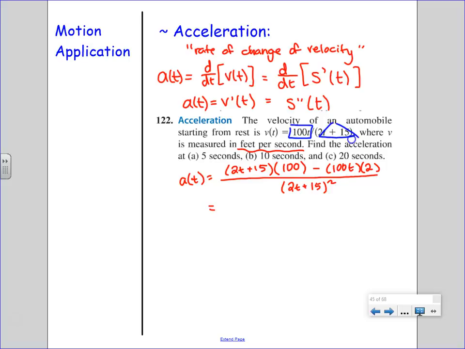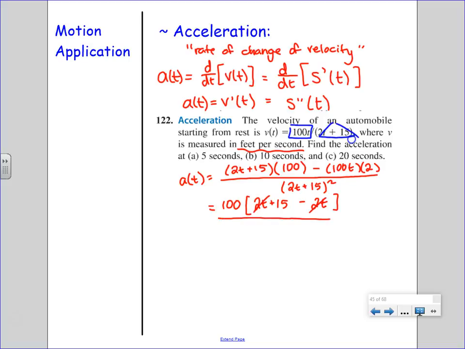Simplifying just to make it easier on me later on, I could pull 100 out of everything. Do you guys see how 100 is in both? So let's pull the 100 out of both. There are two parts up top. I end up with 2t plus 15 minus, the 100 is gone, 2t. Oh hey, 2t minus 2t, isn't that just gone?